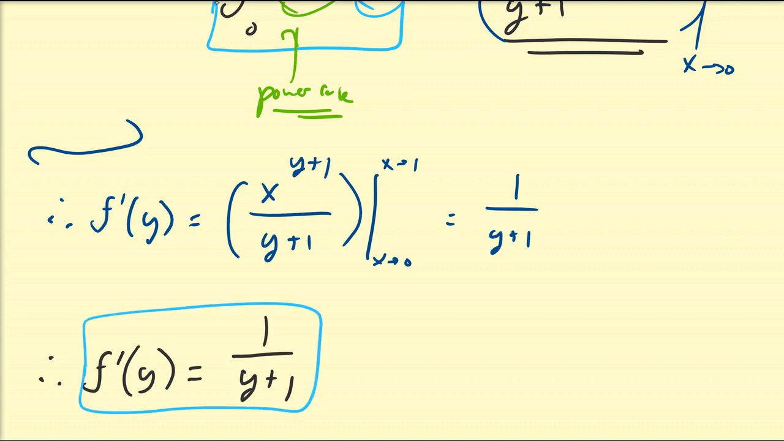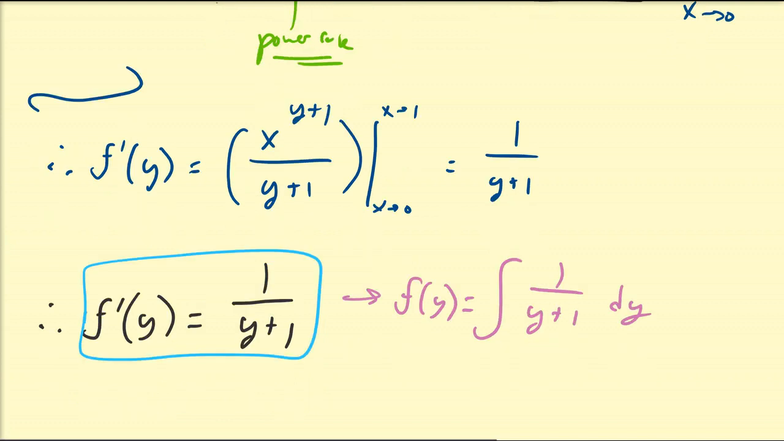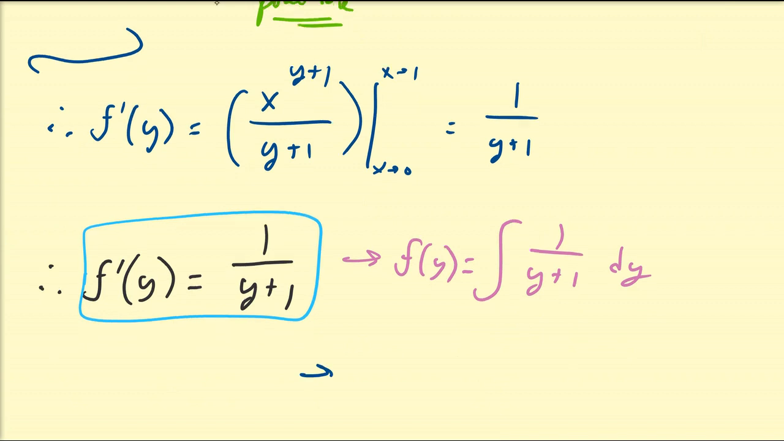So now I'm going to find the antiderivative of f. So if f prime of y is equal to 1 over y plus 1, then f of y is going to be the integral of 1 over y plus 1 with respect to y. And that's a very basic integral as well, so we know that f of y is equal to the natural log of y plus 1. You can include the absolute values there if you prefer, plus c.